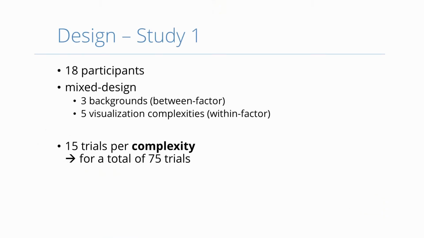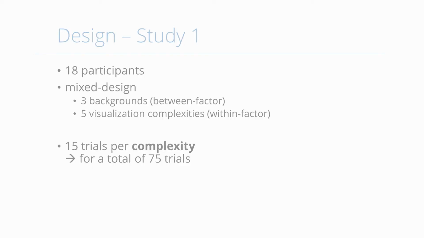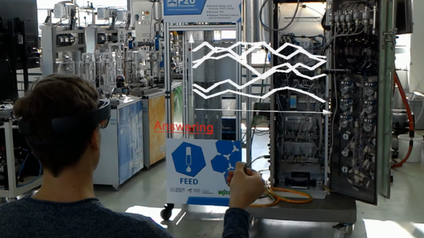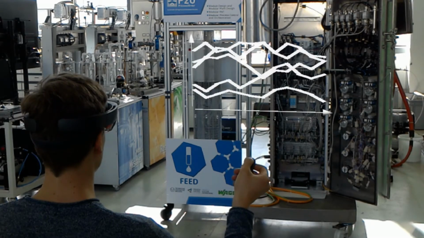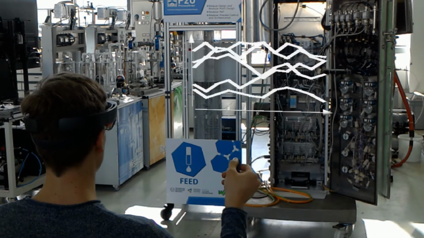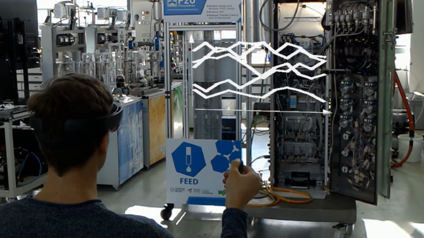The first study was based on a mixed design, where the subjects only took part in the experiment on one selected background. The first background was our baseline. The subjects used a Microsoft Clicker to interact with the application. To answer a question, the subjects had to input a hold on the clicker and give the answer orally.